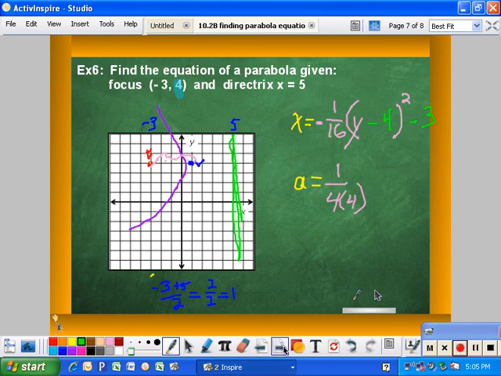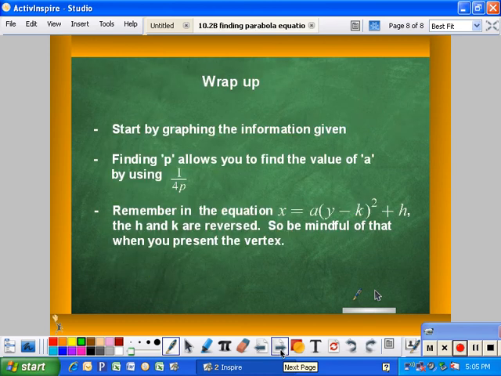Let's wrap this up, see what we have. Start by graphing the information you're given. Finding p allows you to find the value of a, so use your 1/4p. And remember, very important, when you're in an x equals, your vertex is reversed. H and k are actually switched, so when you go to write your ordered pair, make sure you put it in the order of H, K.